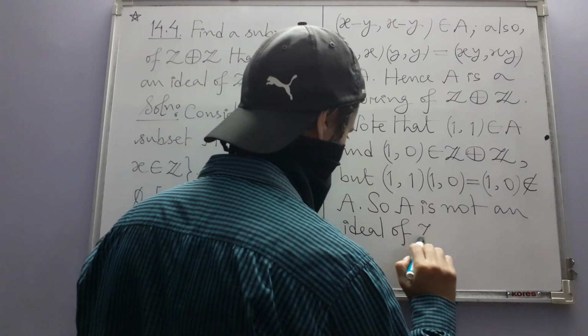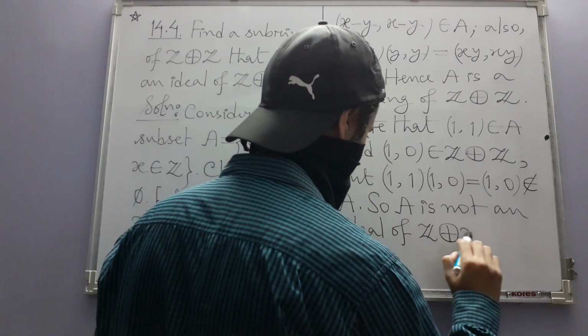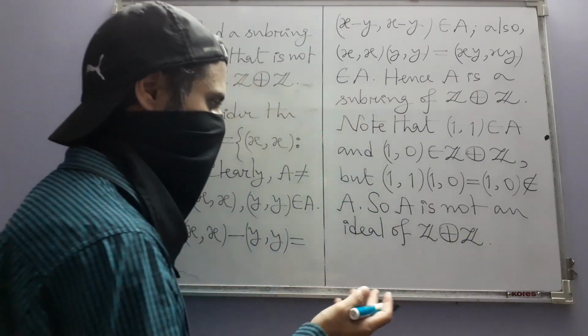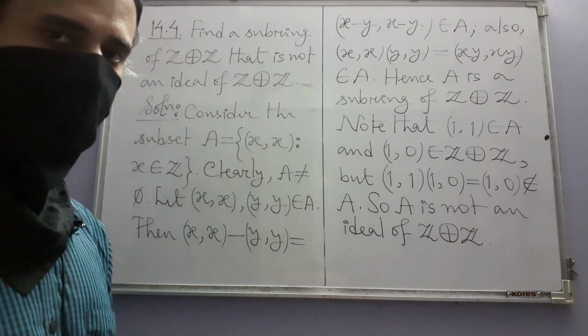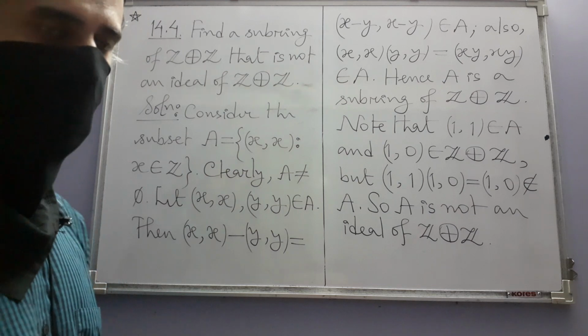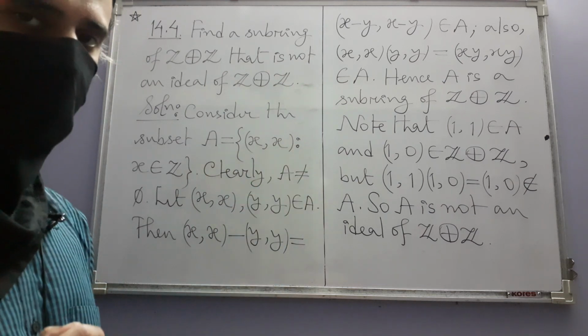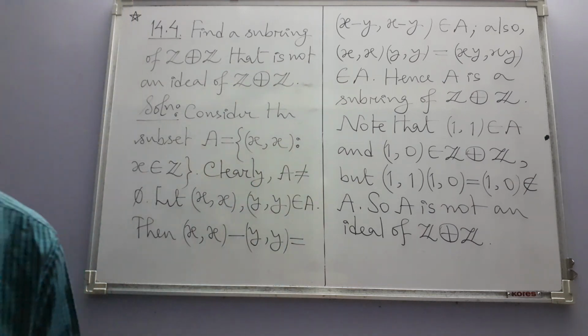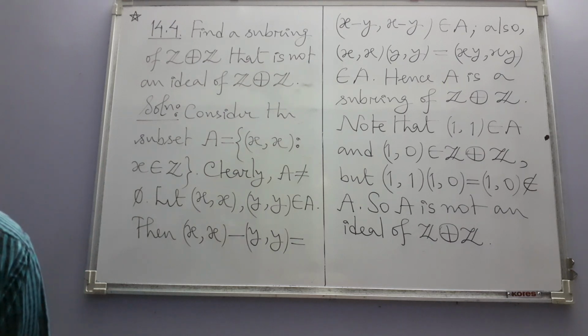of our ring. So this example shows that we may be tempted to conclude that maybe all subrings are actually ideals, but that's not the case. Here you see a subring that is not an ideal. And let us see one more.